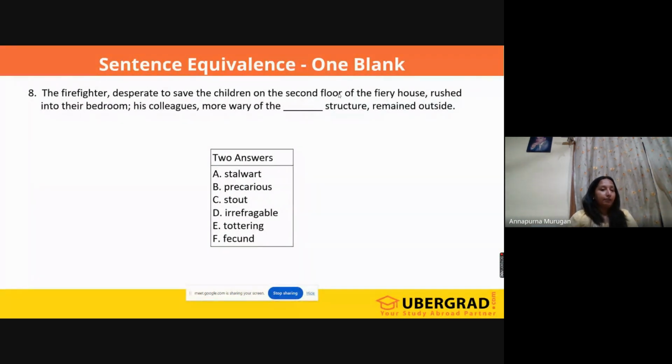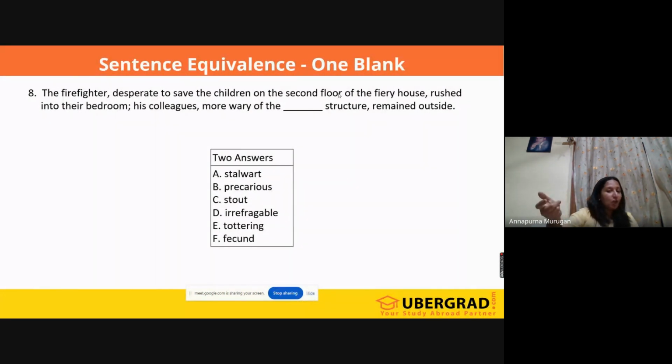Okay, the next question that we have. The firefighter, desperate. You guys give a try. The firefighter, desperate to save the children on the second floor of the fiery house, rushed into their bedrooms. His colleagues, more wary of the dash structure, remained outside. The firefighter was desperate to save the children, but colleagues were much more wary, in the sense they were worried about the dash structure. Hence, they remained outside. That means they were worried about it, it could be the weak structure, isn't it?